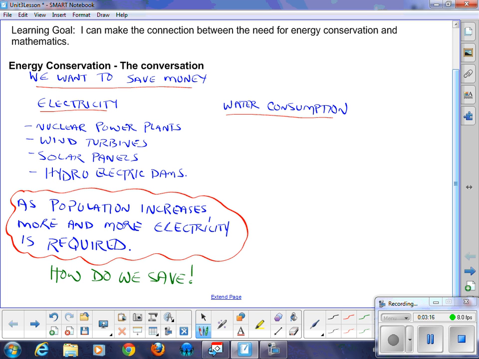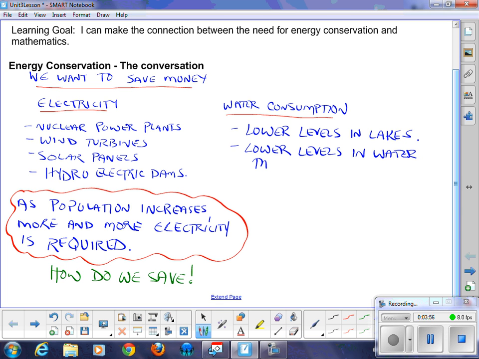Now, water consumption. Again, the major issue here is lower levels in lakes. If you look at cottage country, you'll notice that the docks look like they were built too far back. That's because of lower water levels. If you go to Lake Huron, you'll see that the water has receded. So we have lower levels in lakes, which translates to lower levels in our water tables. That's also a major issue because that's our drinking water.